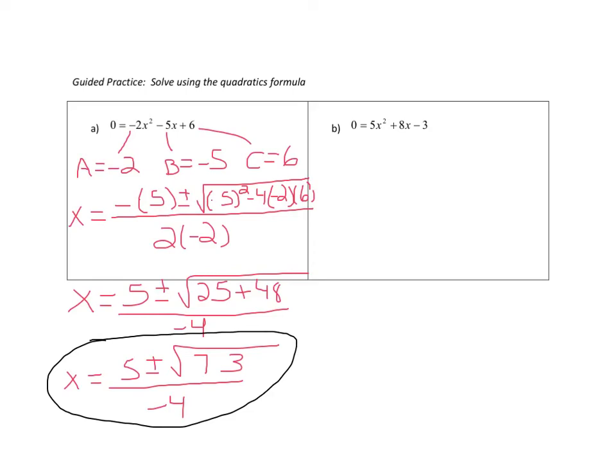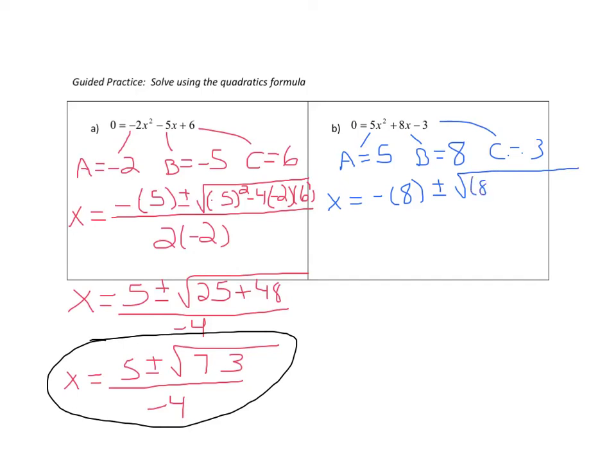For letter B, our a is 5, our b is 8, and our c is negative 3. So x equals negative b, which is 8, plus or minus the square root of b squared minus 4 times a, which was 5, times c, which is negative 3, all over 2 times a, which is 5.